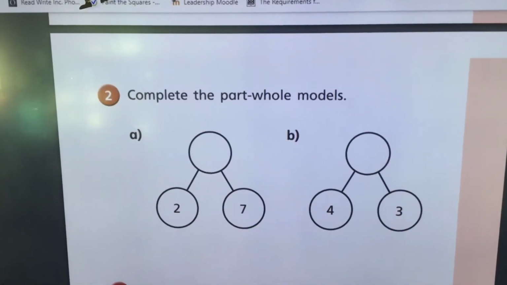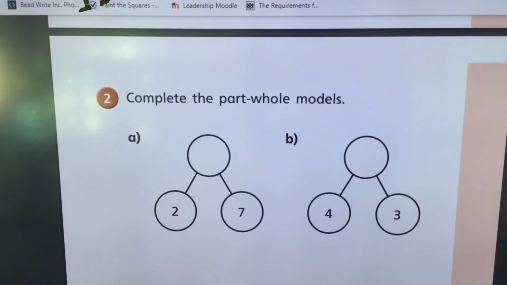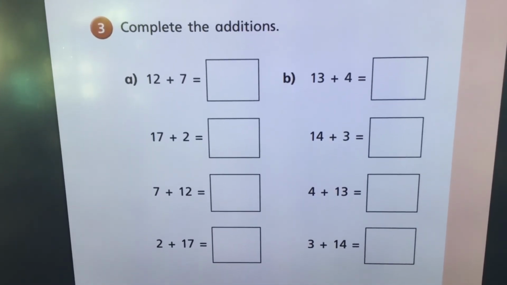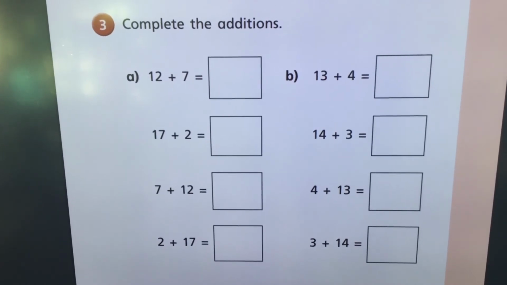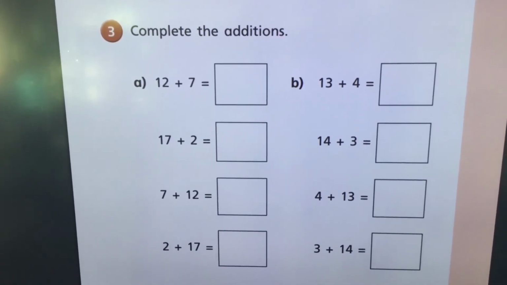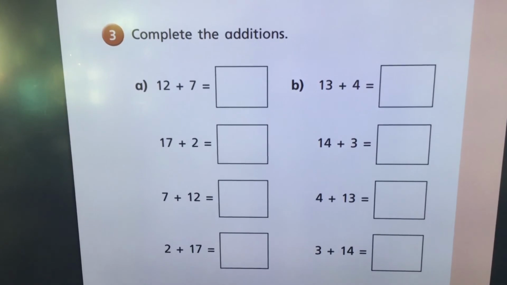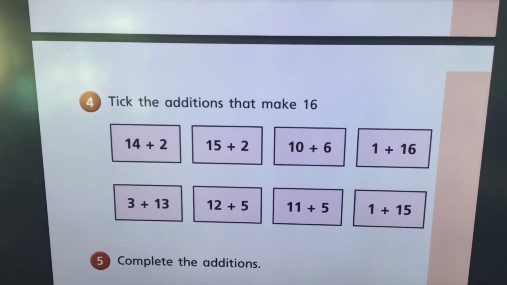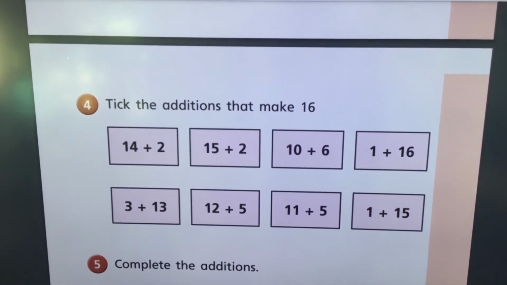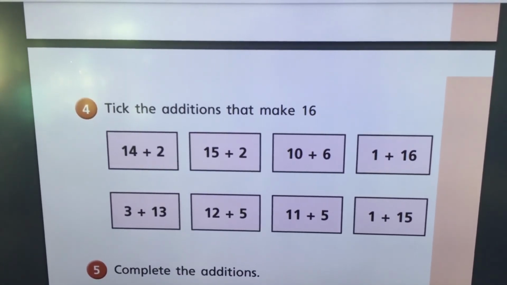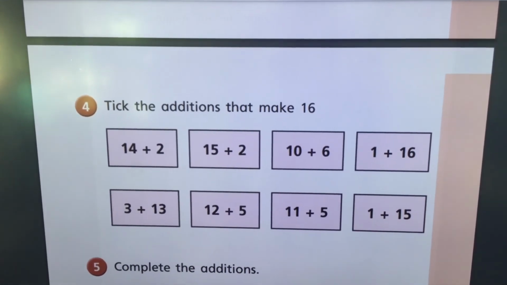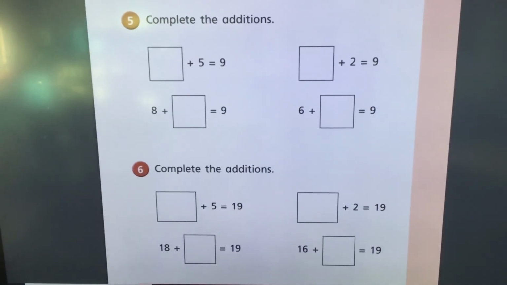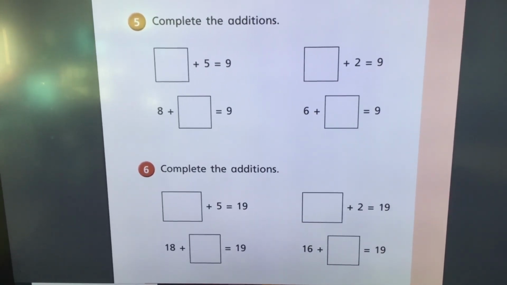Pause the video here to try and solve these part whole models. In question number 3, the children have to complete the addition calculations. For the first calculation, they may need to use what I've taught them in this lesson. But can they spot any patterns to help them solve the calculations later on? Question 4, can you identify the calculations that make 16? You might need to solve them all to find out which ones equal 16. Finally, as an extra challenge, these very difficult questions, question 5 and 6, can the children find the missing number?